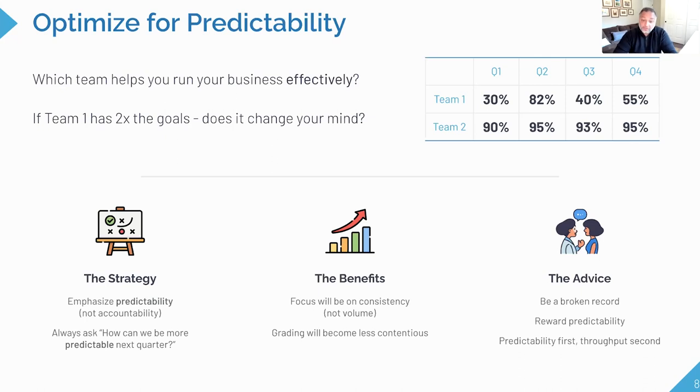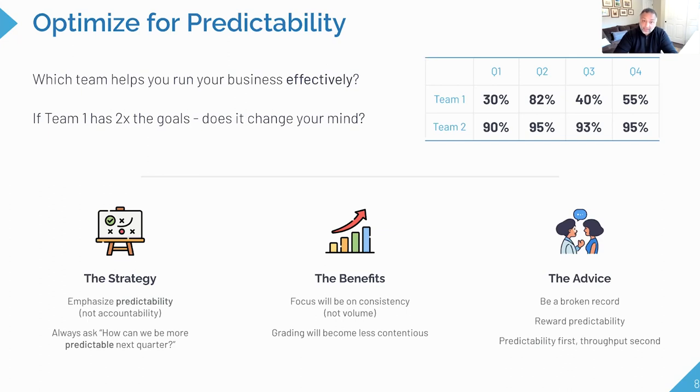And finally, let me give you some advice as you try to implement this strategy. The first is be a broken record. You need to emphasize that OKRs are about predictability and not accountability. Do it during kickoff, do it during OKR reviews, do it during grading. But the team truly has to believe they're being evaluated on the quality of their prediction and not their efforts. The second thing is find ways to reward predictability. It's less about how much they're getting done and more about achieving consistent results quarter after quarter.